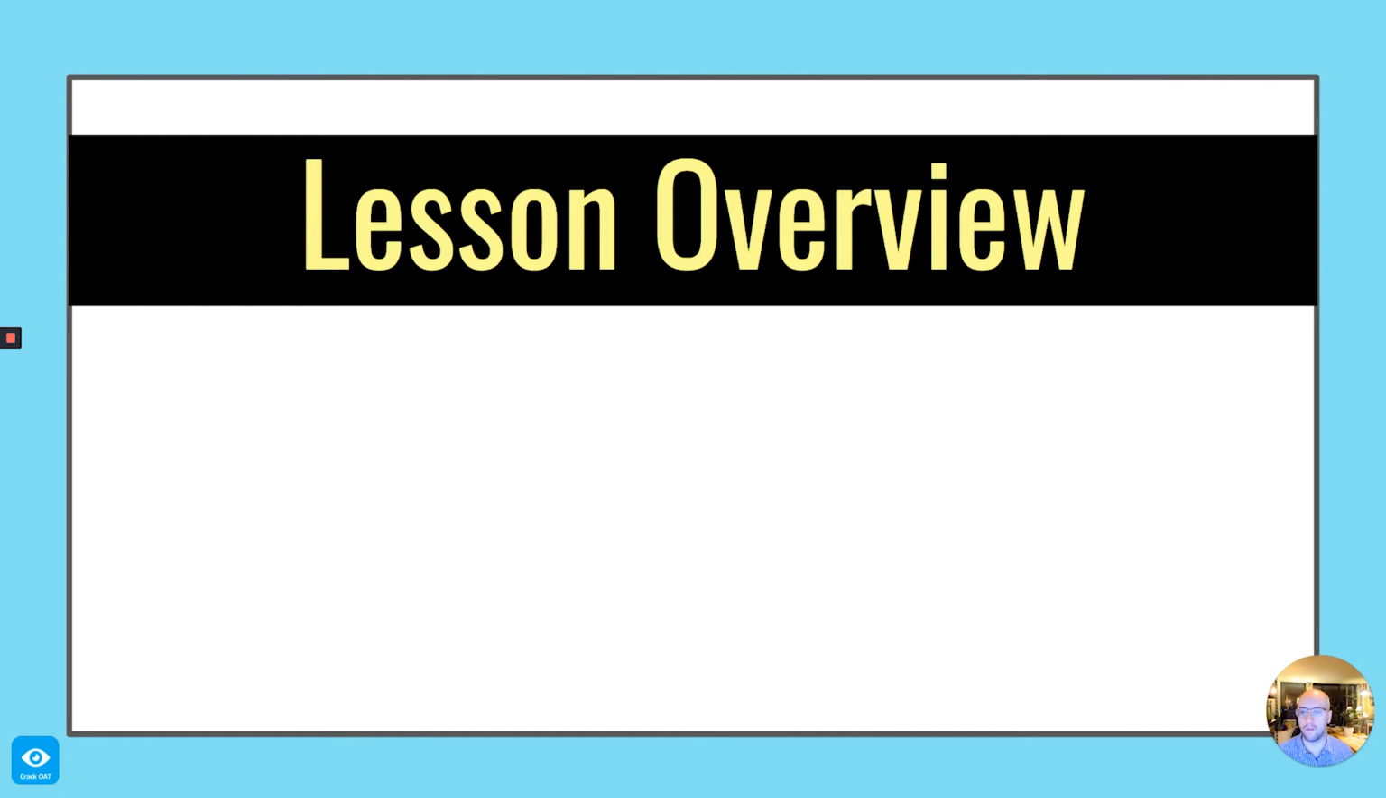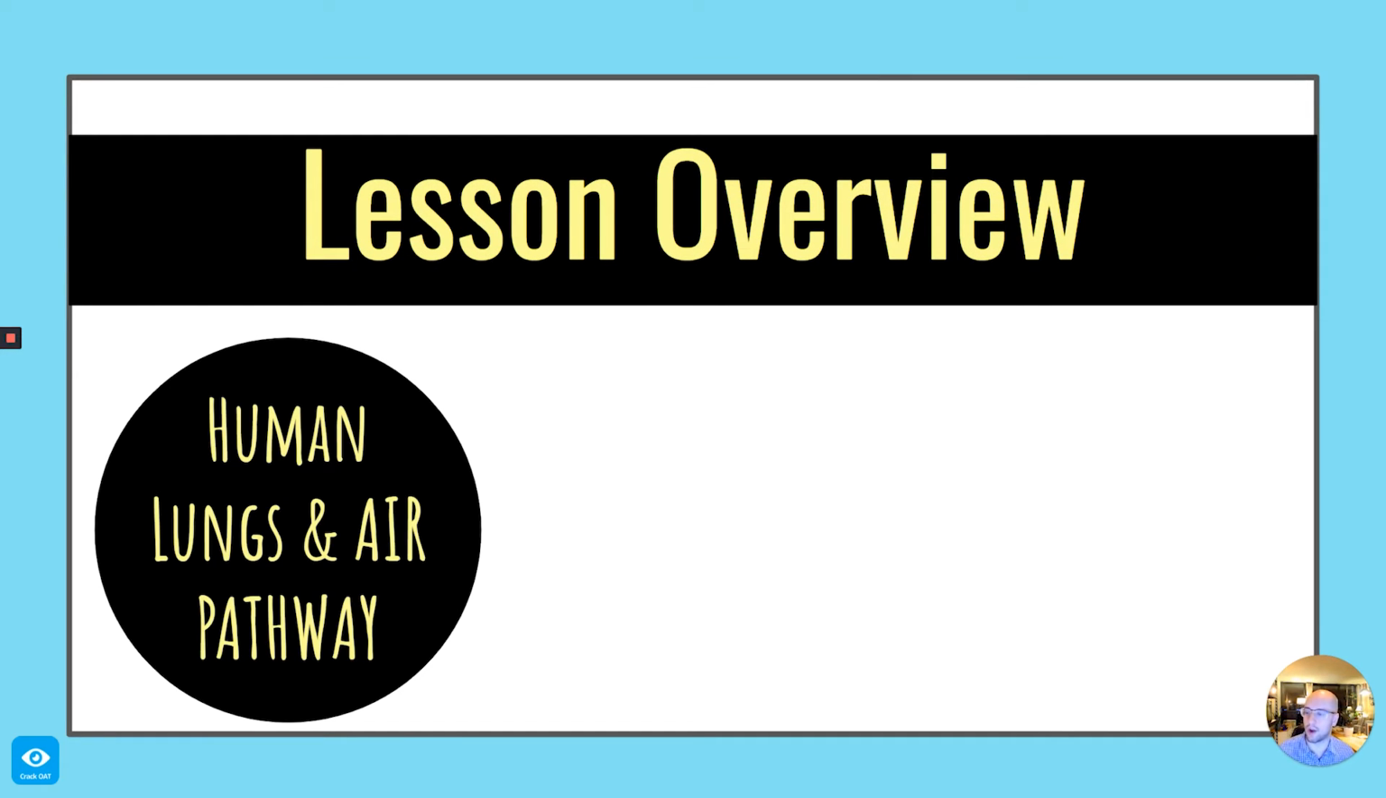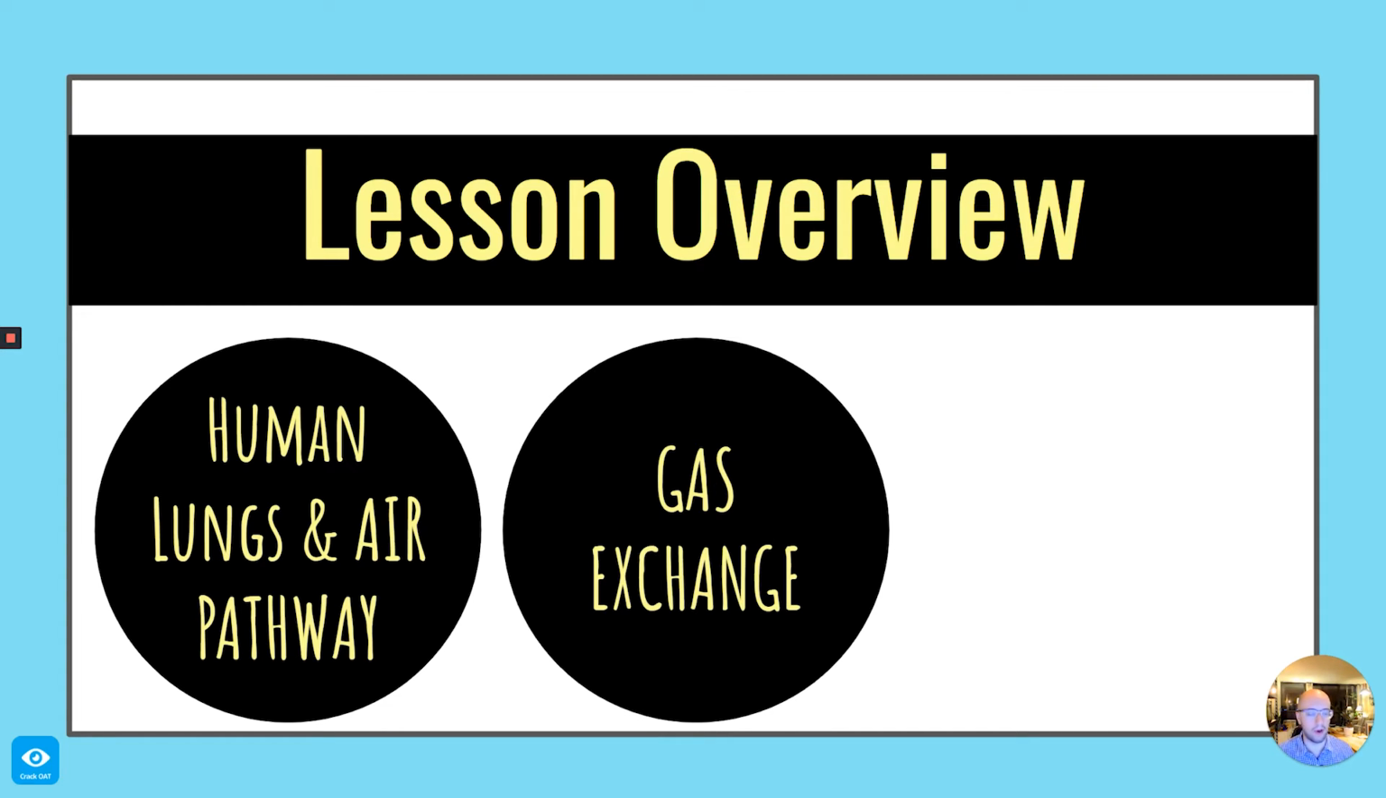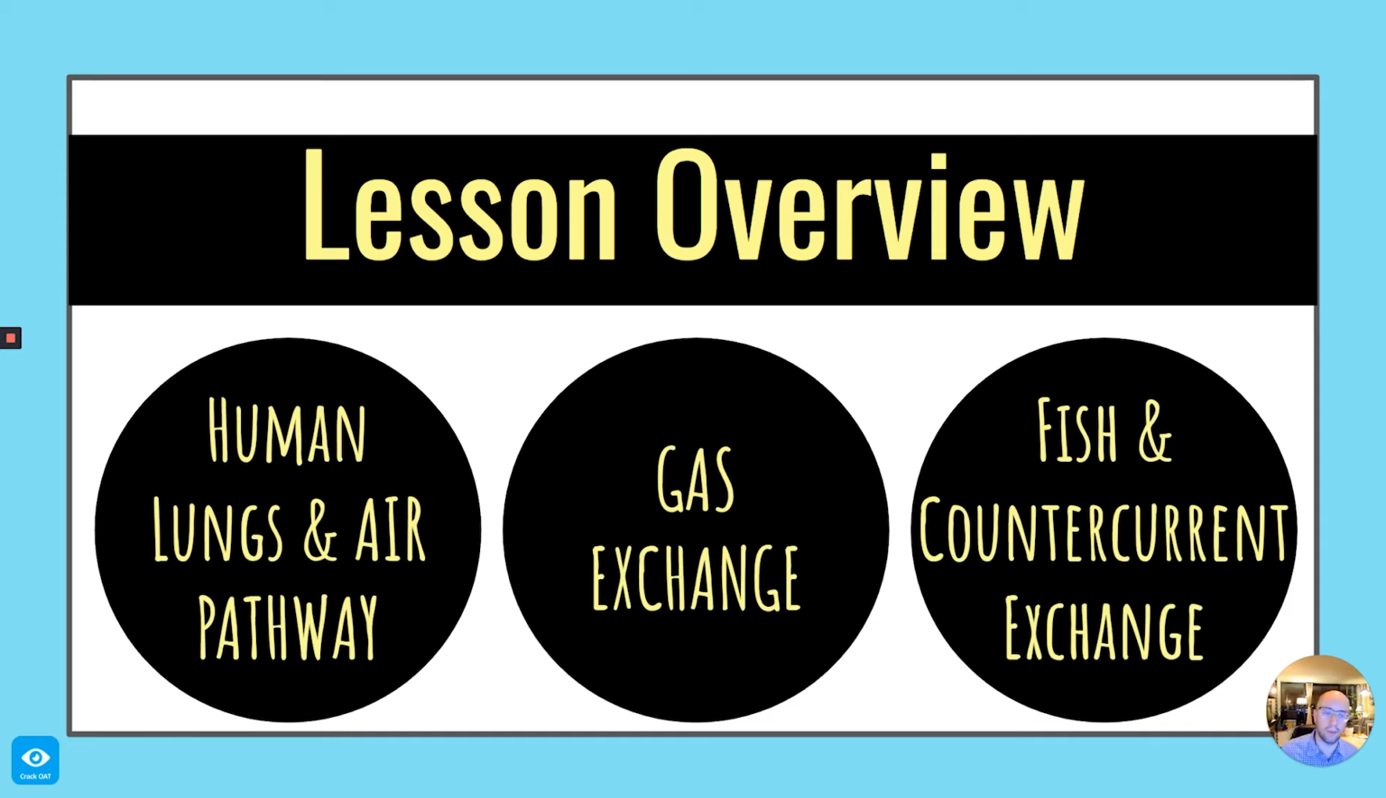Here's our lesson overview for this video. First, we're going to be talking about the human lungs and air pathway. Then we're going to be talking about gas exchange. And then we're going to be talking about fish and the countercurrent exchange that they use to exchange gas.